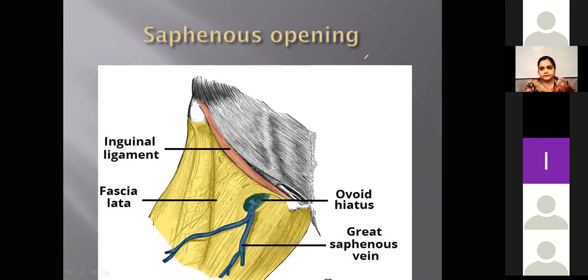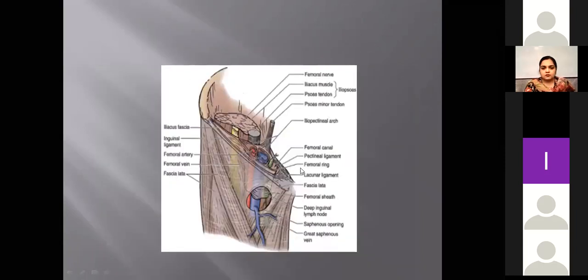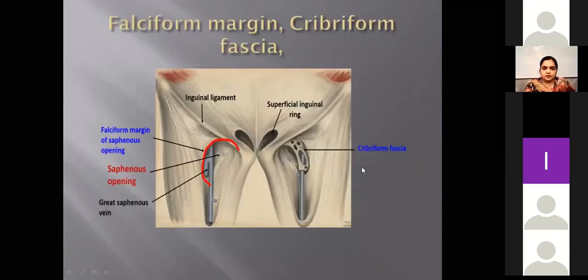Okay, getting my point? Saphenous opening. You can see in this slide this small tiny hole, the saphenous opening, from where the great saphenous vein passes. Now, two important terms are related to this saphenous opening. What are these?